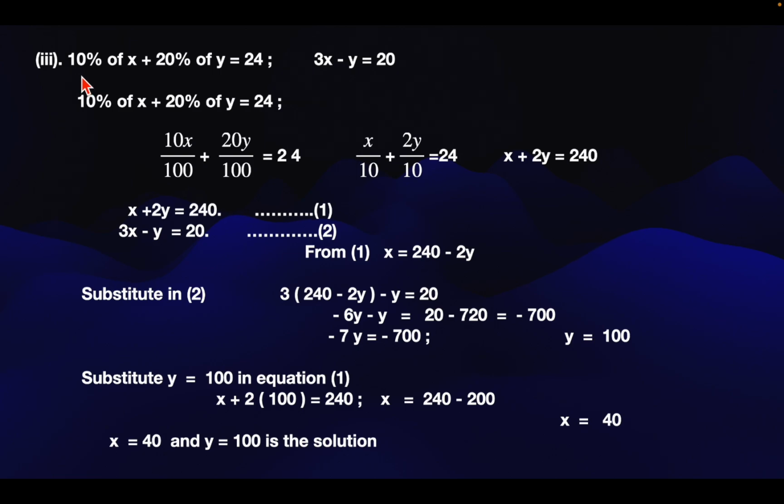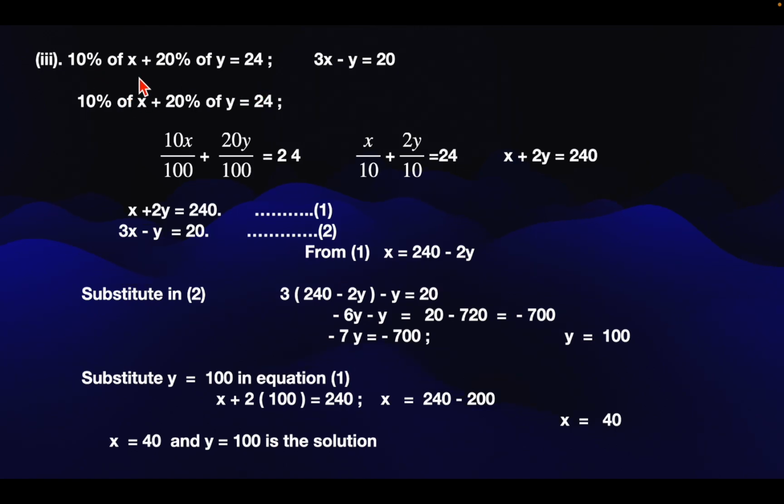Okay, next sum. 10% of x plus 20% of y is equal to 24, and the next equation is 3x minus y is equal to 20. Here, this one is in the standard form, but this equation is not in the standard form. We will convert it to the standard form.